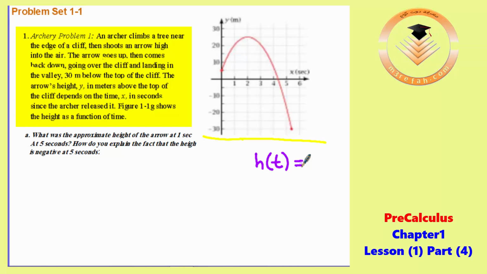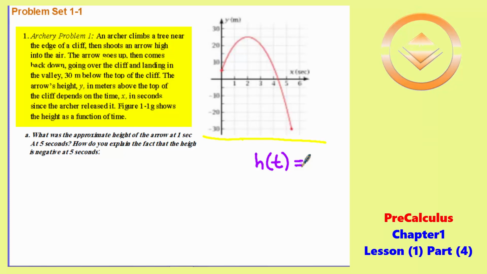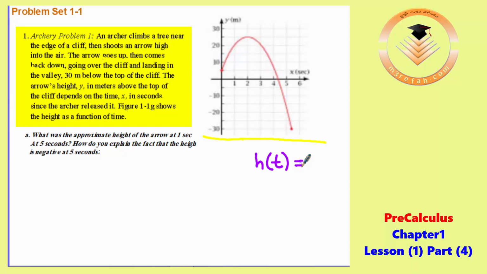Now looking at the graph, letter A: what was the approximate height of the arrow at 1 second? And at 5 seconds? How do you explain the fact that the height is negative at 5 seconds? Now let's take a look. To evaluate the question, we are going to look at the graph. As you can see, we have a graph here.